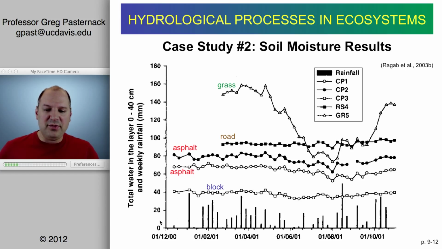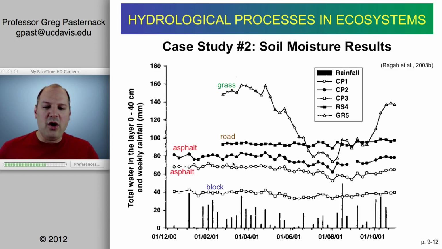This shows the response through time. The bars on the bottom are the rainfall amounts, and then the lines show what's happening, the overall soil moisture in the different sites. If you look at grass, the soil under grass has a very large amount of total water in the 0 to 40 centimeter layer, has a lot of water during those rain events, but then it seems to drop off as the rain drops. You get another storm and it heads up again with these storms. So it does fluctuate quite a bit depending on the rainfall.